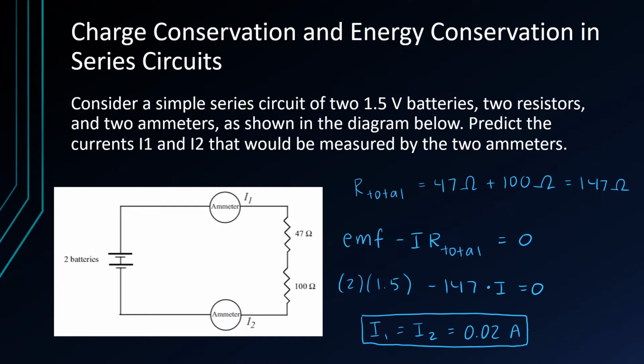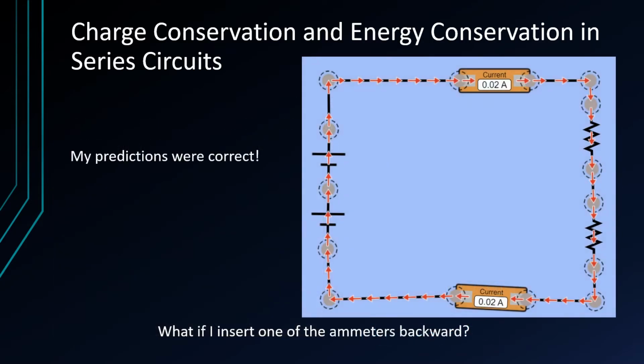We start off with this simple circuit with two resistors in series, and we need to find the current going through both of them. So I used the loop rule and Ohm's law here, and I predicted that I1 and I2 would both be equal to 0.02 amps. I put this into the simulation to make sure this was correct, and it was.